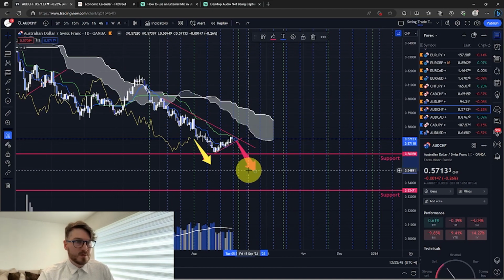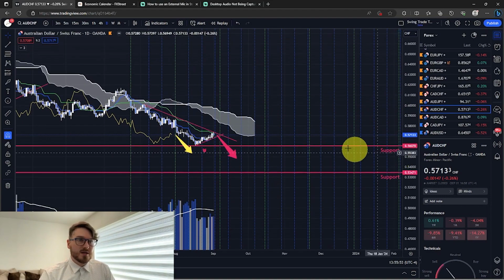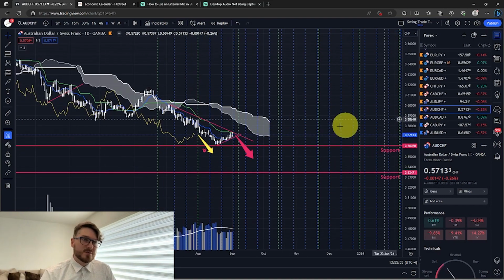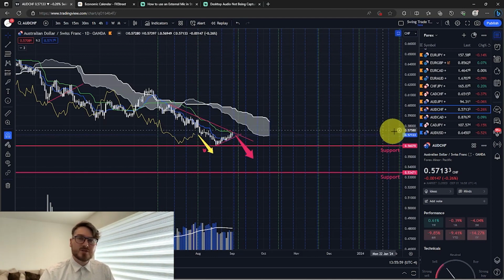We had some pretty bearish volume here also. But we're going to need more information. So until we get price back below the Tenkan-sen, this is just going to be a ranging market for me.